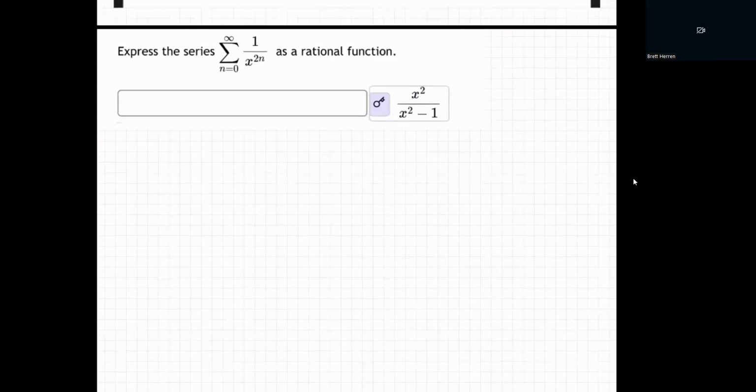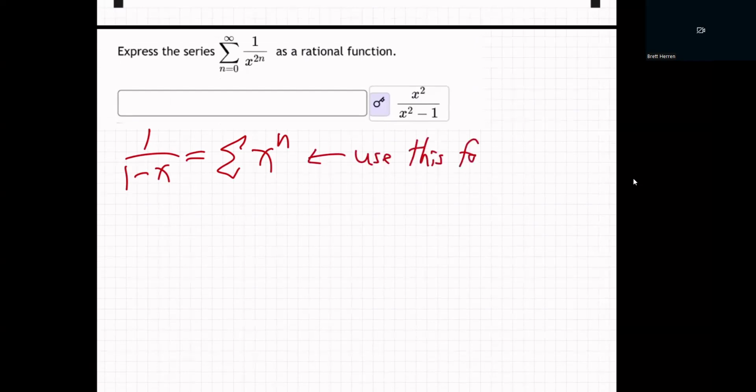So I'm going to write that out. 1 over 1 minus x is the sum of x to the n. Okay, now let's be clear what that's saying. We're going to use this formula to solve the problem. How can I do it? Well, let me write this out in more common terms.